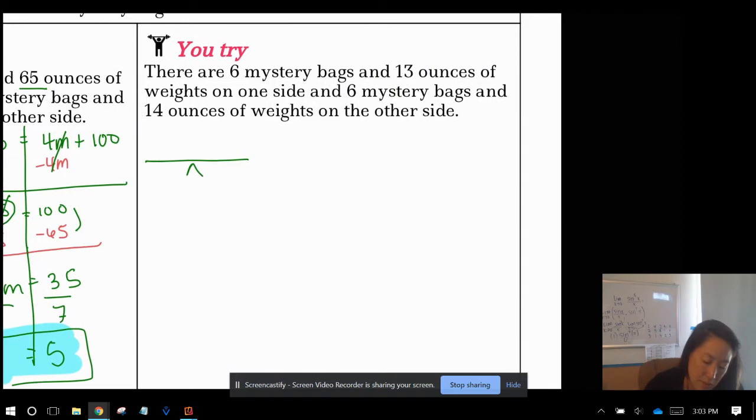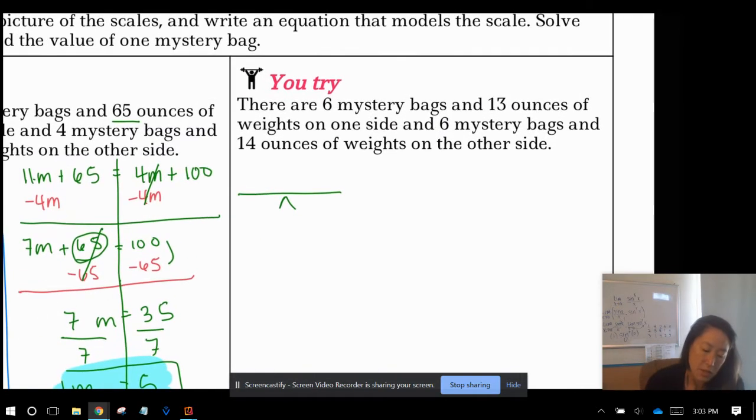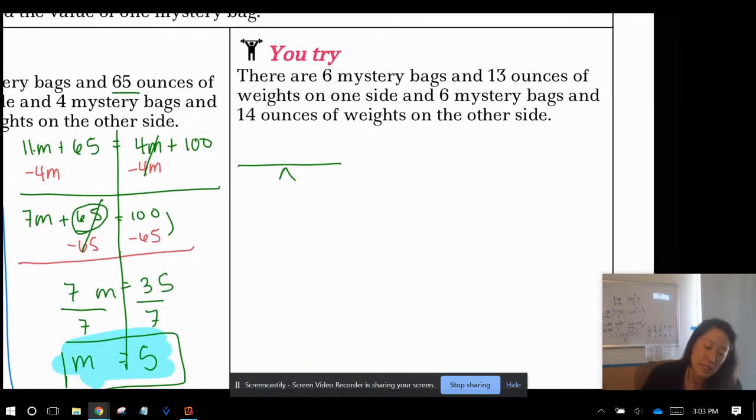Okay, you try this one. We have 6 mystery bags and 13 ounces of weight on one side and 6 mystery bags and 14 ounces of weight on the other. Pause it and try. Okay, I have 1, 2, 3, 4, 5, 6 plus 13 ounces. And then on the other side, I have 1, 2, 3, 4, 5, 6 plus 14 ounces.